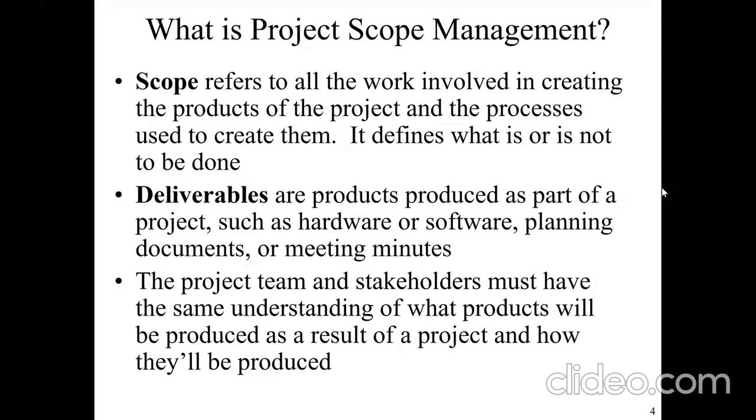Then we need to also know what will be coming out of the project. So we call these things deliverables. These are products produced as part of the project. And it could be hardware, software, it could be documents, or even minutes of meetings. All these are part of things that are delivered as part of the project. So as the project is going on, these things are coming out of the project. So we call them collectively deliverables.